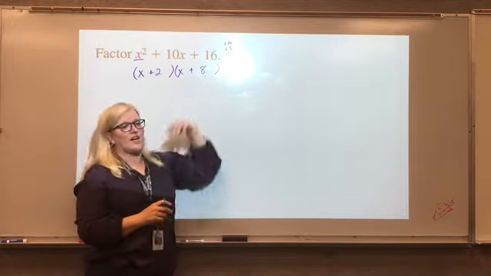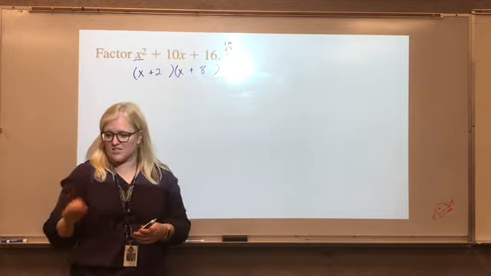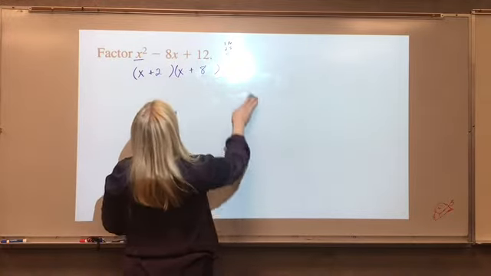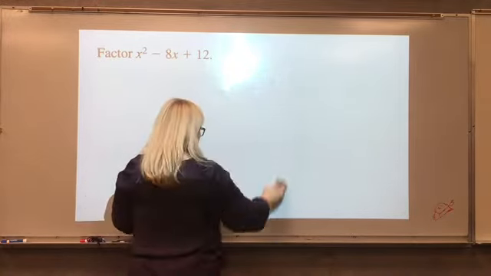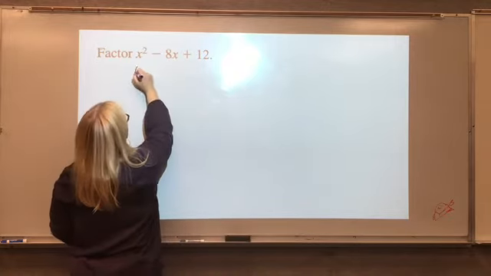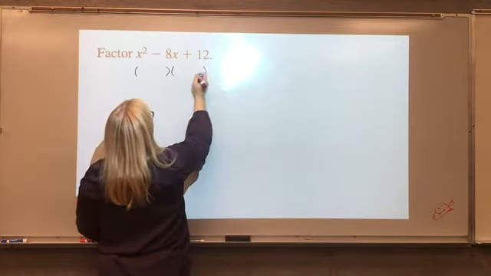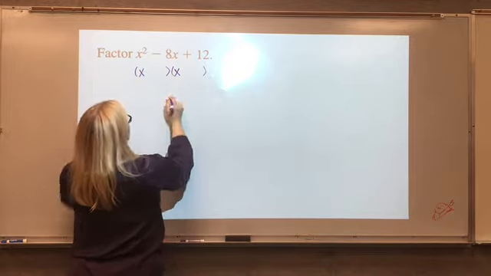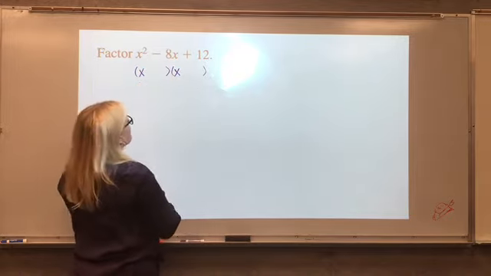But I think that's a great idea. I've never done that, but I think it's a great idea. All right, so let's look at this one. Okay, so I give myself my parentheses because that's just what I do. I have an x squared, so I've got x and x, because x times x is x squared.